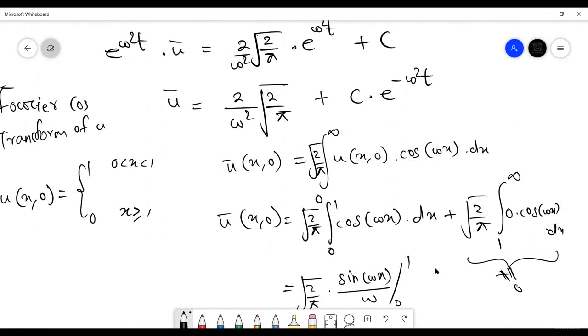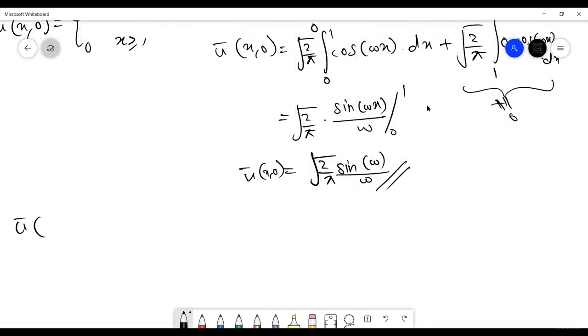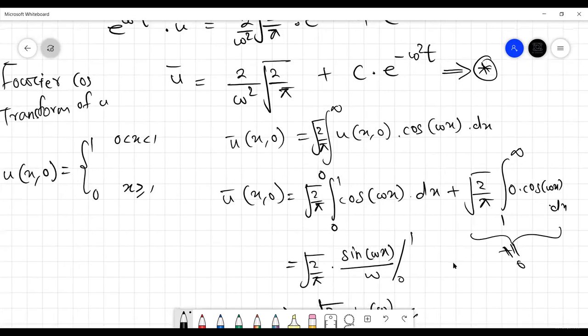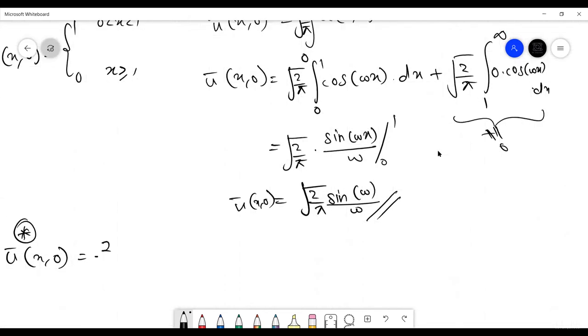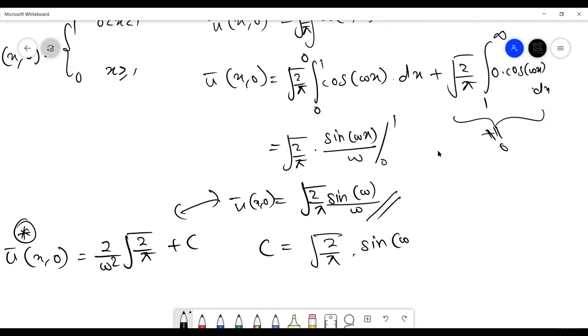Similarly, if we apply t equals 0 in this equation, we can find ū(x,0) in another way. When t equals 0, from the asterisk equation, we can write 2 over ω² times √(2/π) plus c. By equating these two, we can write c is equal to √(2/π) times sin ω over ω minus 2 over ω² times √(2/π).